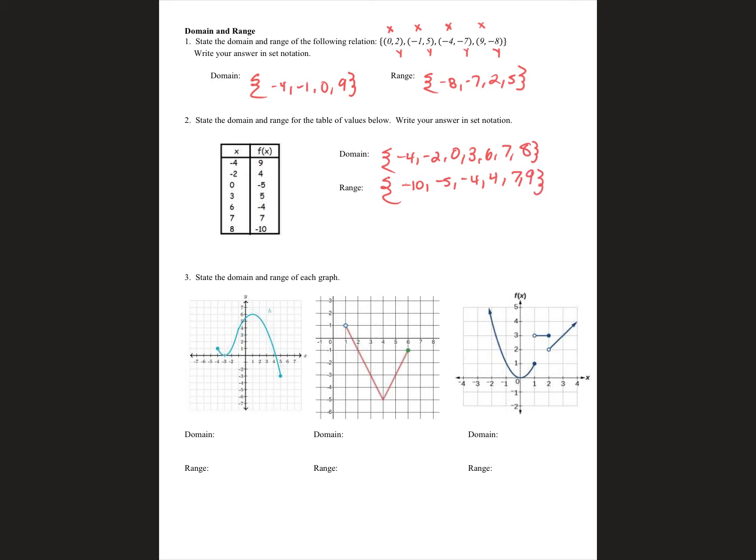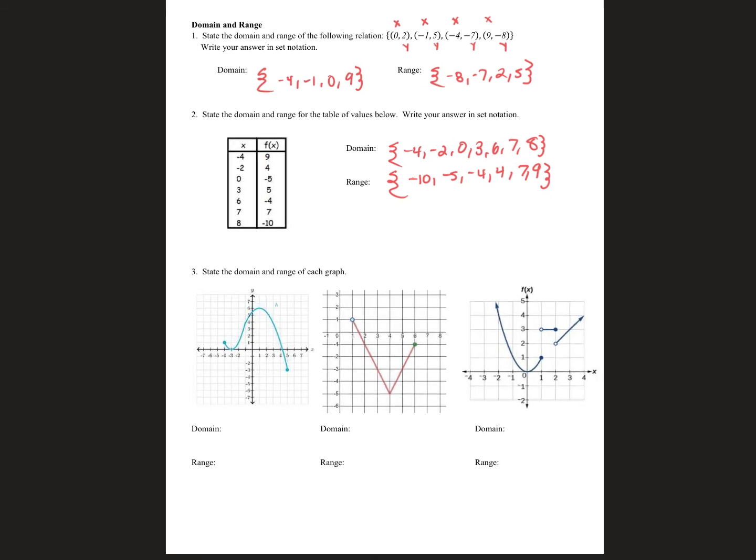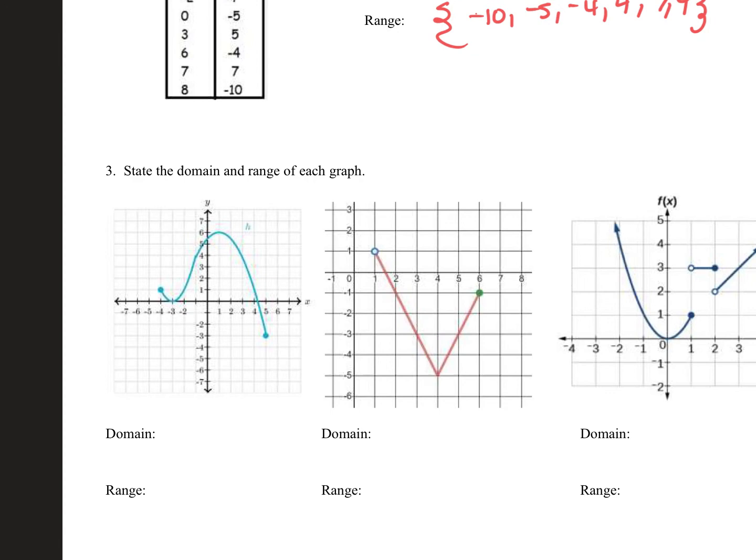Now in number 3, we're given a graph. It says state the domain and range of each of these graphs. So again, when I'm looking at a graph, I'm going to start with my domain. I'm going to go left to right. So moving from the left side to the right, I don't have an x value until x is equal to -4, and all the way till it stops at x equals 5. So how do we write that using set notation? We're going to say x is greater than or equal to -4 and less than or equal to 5.